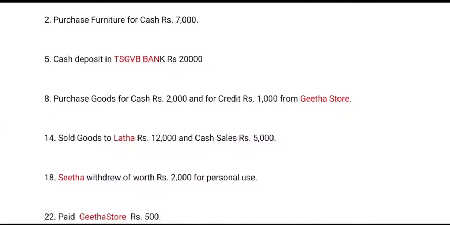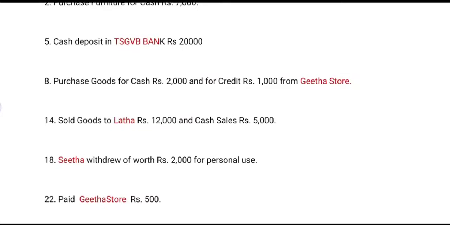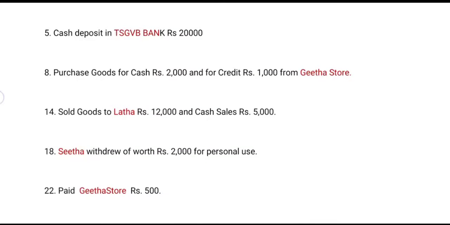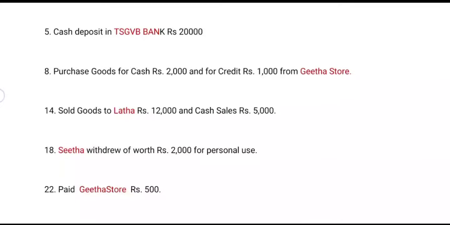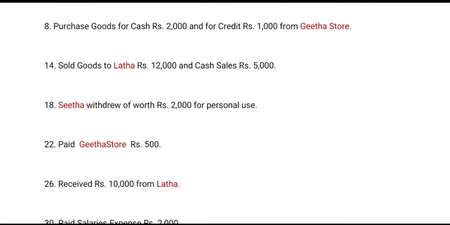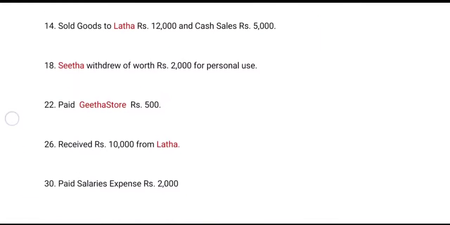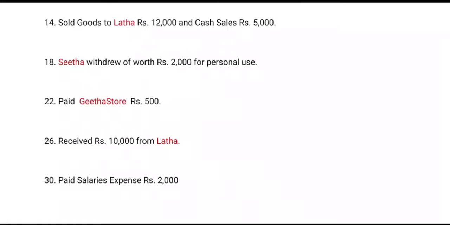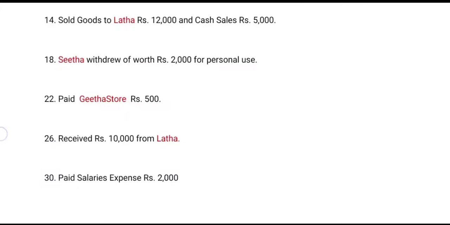On the second, purchased furniture for cash, rupees 7,000, and on the fifth, deposited 20,000 rupees in the bank. Then on the 8th, purchased goods for cash 2,000 and on credit 1,000 from Gita. Observe that two transactions are in a single entry: one is a cash transaction, another is a credit transaction. Now on the 14th, sold goods to Lata for 12,000, which is a credit transaction, and also cash sales of 5,000, so it is the same type as above.